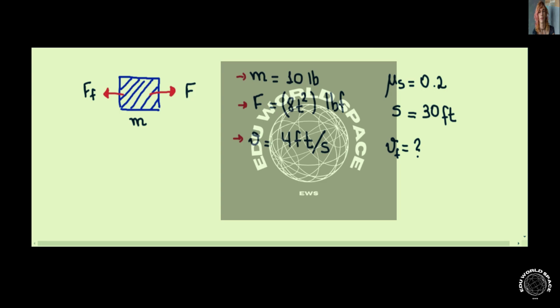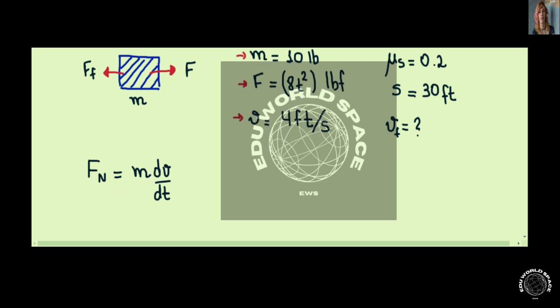s of 30 feet. Okay, so basically we know that the net force, which I'm going to call Fn, is equal to the mass times the acceleration, and the acceleration is dv dt. Okay, this is Newton's second law, and that's what we're going to use in this exercise.